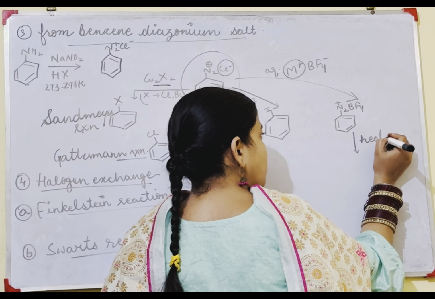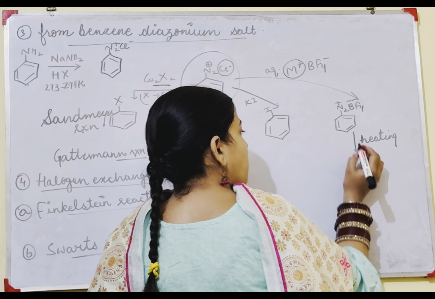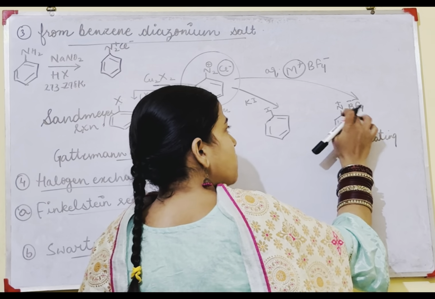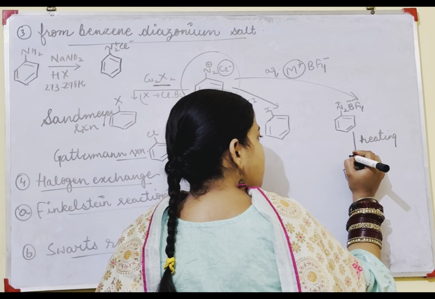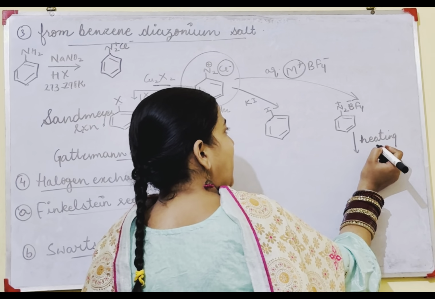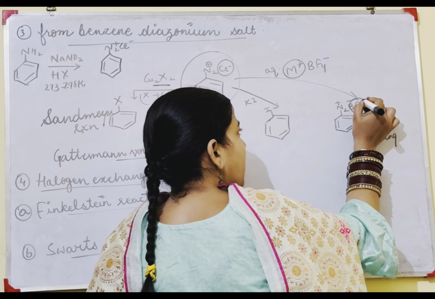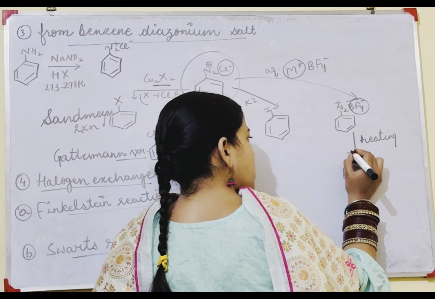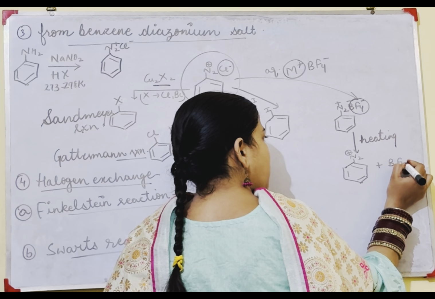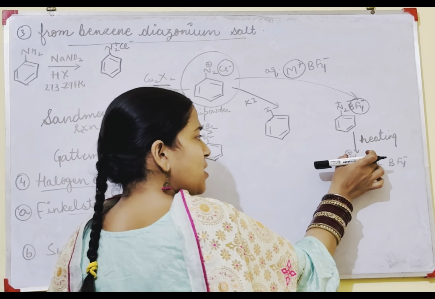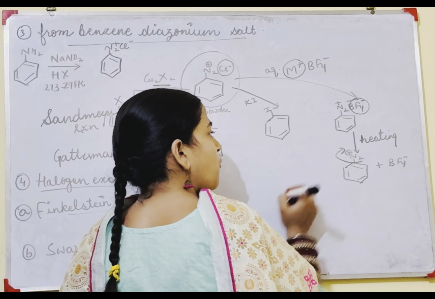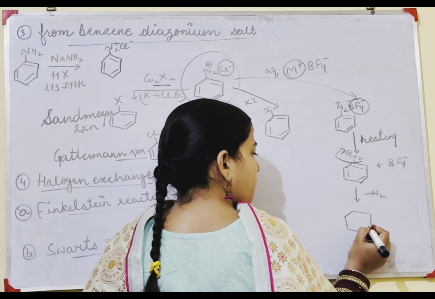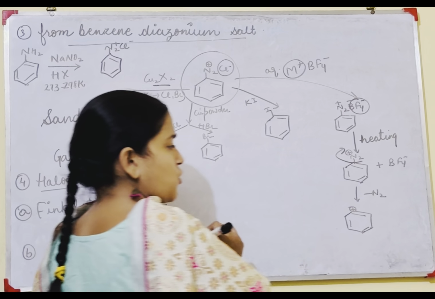Further, on strong heating, this BF4 negative will be removed. N2 positive plus BF4 negative. This N2 is unstable along with the positive sign, so it will be removed from here. So, minus N2, what will it become? Here is the positive charge.